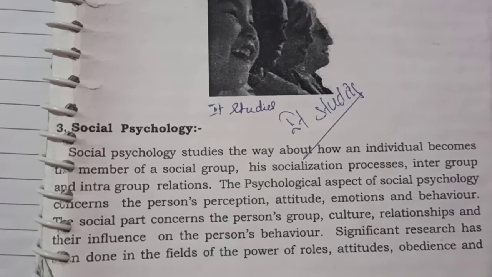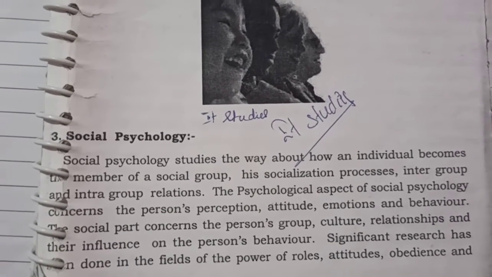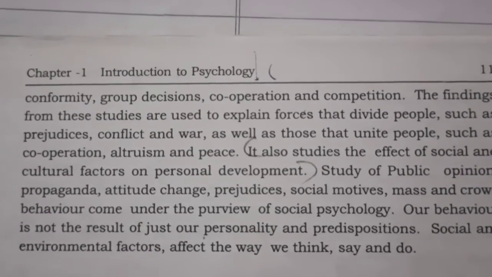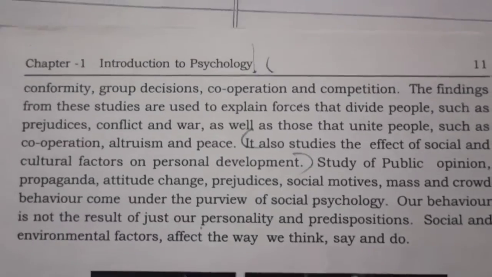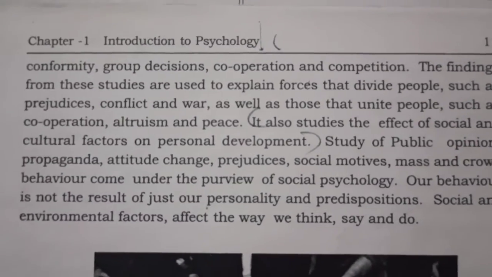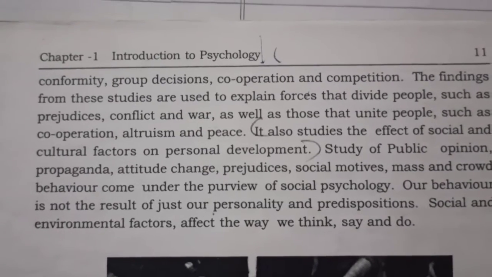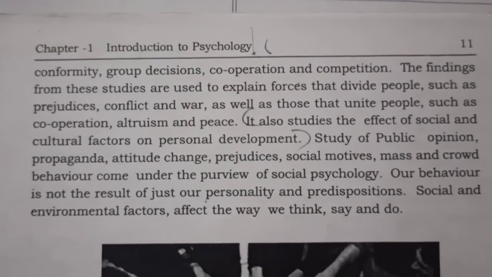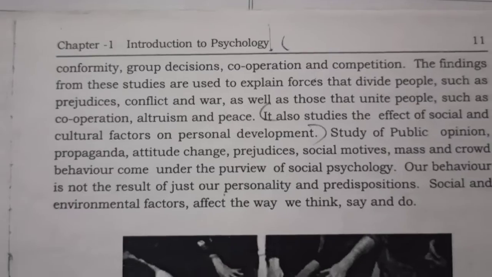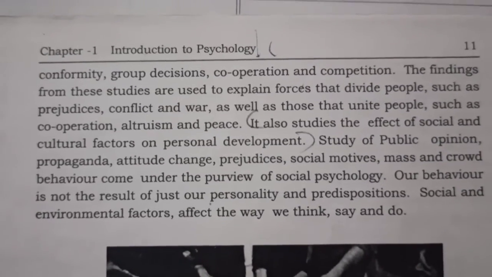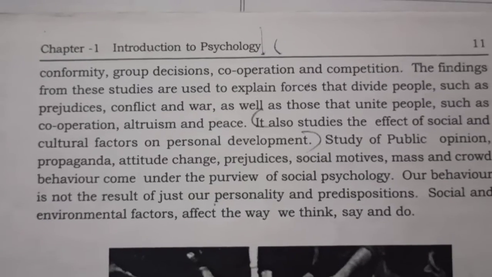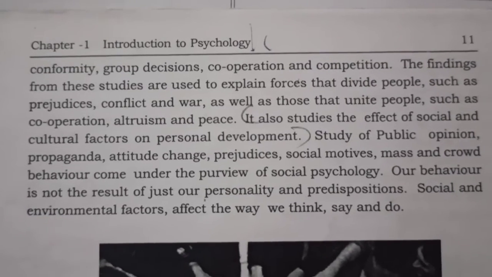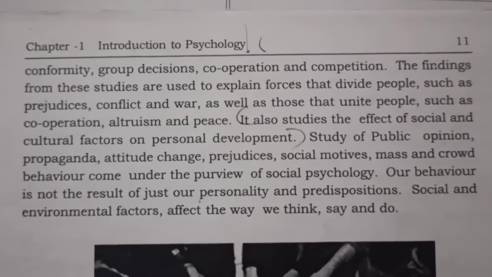Significant research has been done in the fields of the power of roles, attitudes, obedience, conformity, group decisions, cooperation, and competition. So social psychology focuses on all these different things: how the person is obedient. When you are given an opportunity, a project, or a task, how you interact with people, how group discussions are done, how you conform to the rules of the group, how you cooperate with the people of your group. And yes, if it is an individual, there will be competition.